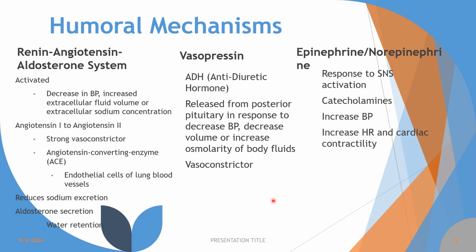So some mechanisms that control our blood pressure, right? We have our RAS system, vasopressin, which is also our antidiuretic hormone, and then epinephrine and norepinephrine. So these are our catecholamine hormones. They're also going to increase our heart rate and our cardiac contractility to help increase that blood pressure. RAS is going to cause vasoconstriction and sodium and fluid retention. Same with our vasopressin.